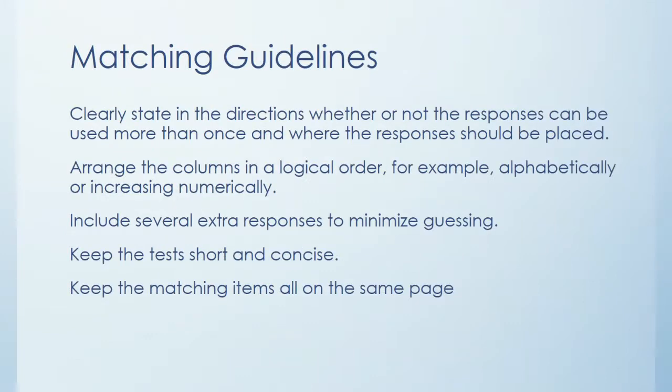So when you're writing a matching item, you want to clearly state in the directions whether or not the responses can be used more than once. That's important. Otherwise, as the instructor, you're going to have students coming up to you asking if they can use responses more than once and where the responses should be placed. And you want to arrange the columns in a logical order, for example, alphabetically or numerically. And then you want to include several extra responses to minimize guessing. So if you have 4 items that you're matching to, you want to have more than 4 options to choose from. I like to have at least 1 more, possibly 2 or 3 more.